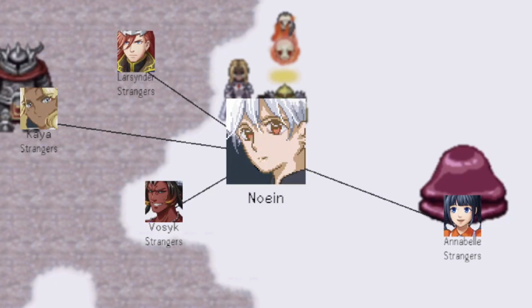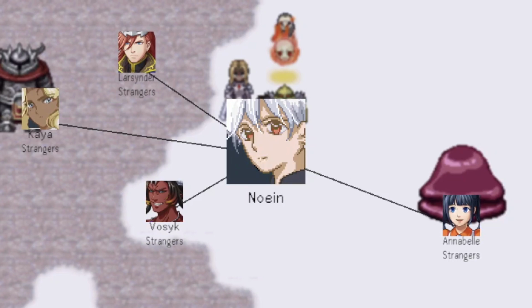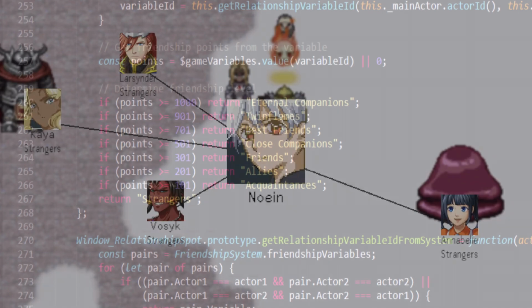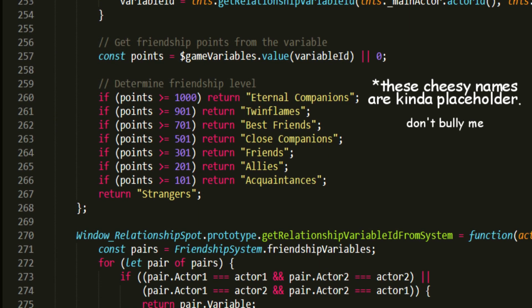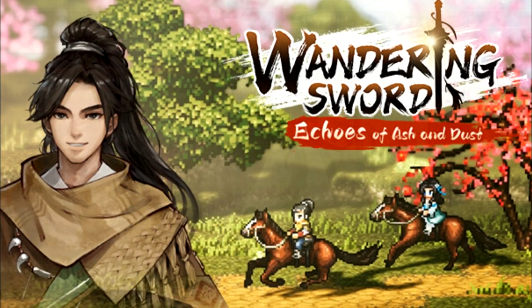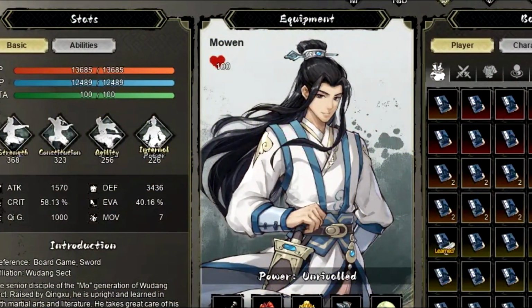I'll do that eventually. Their name is listed below their face graphic in case you forget who the heck your friends are. And you might notice that word strangers there. I divided the friendship level up into different tiers basically. And this was sort of inspired by Wandering Sword. I don't know if any of you guys have played Wandering Sword, but I'm obsessed.